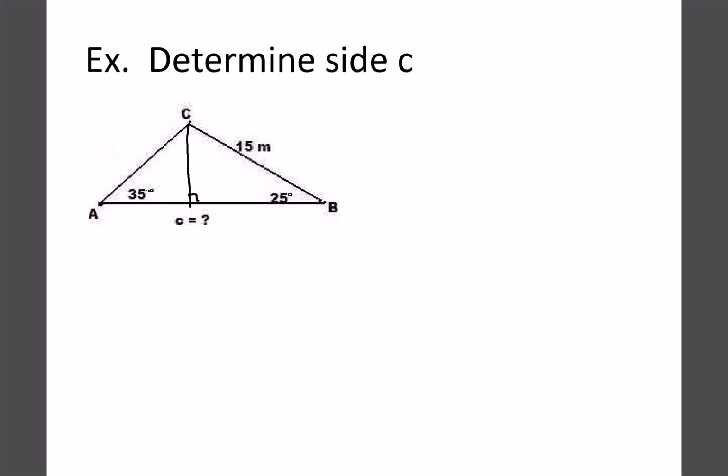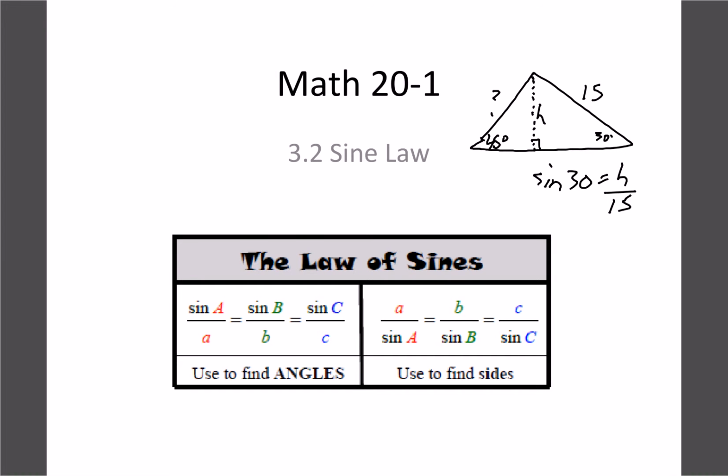If we cut this in half again into two triangles, we can solve for that height. Actually, this one's not going to work as well. Let me go back to this title page one. I think this would be a better example. So let's solve for height. Sine 30 equals h over 15. If we cross multiply, we'd have h being 7.5.